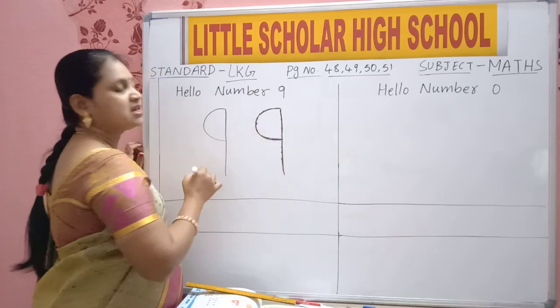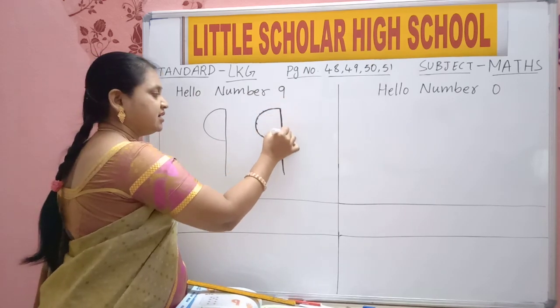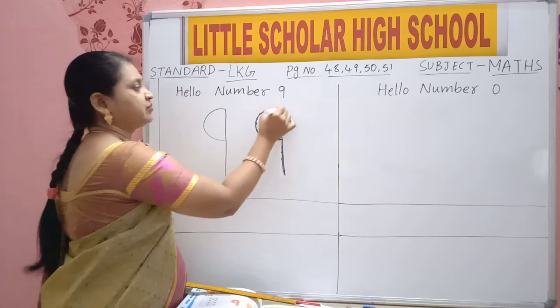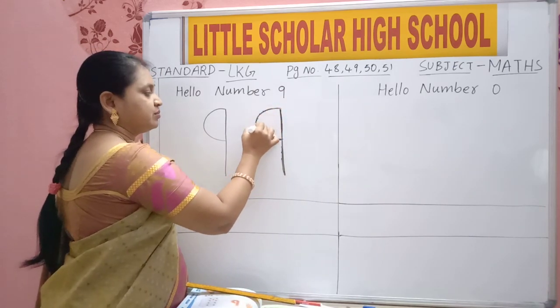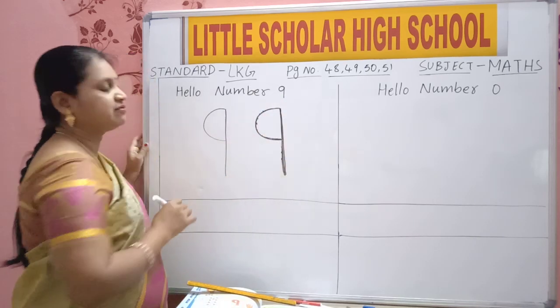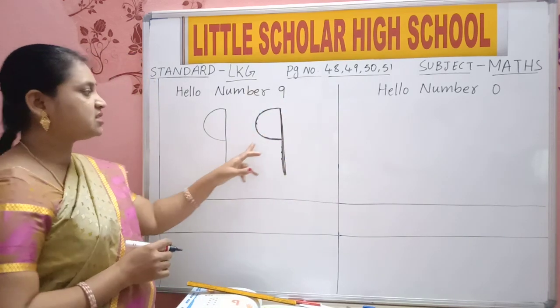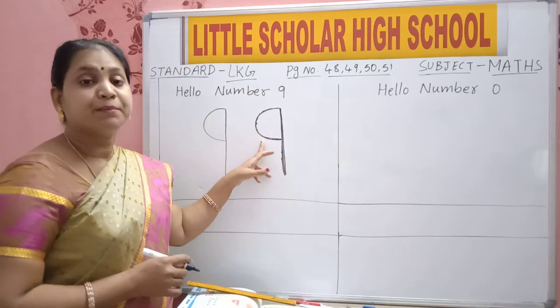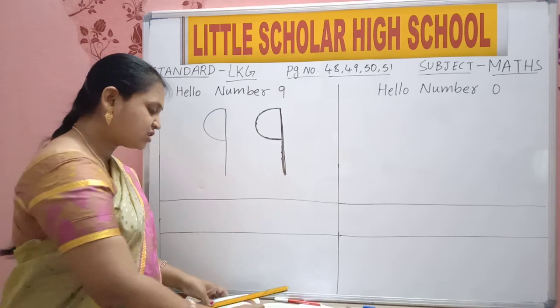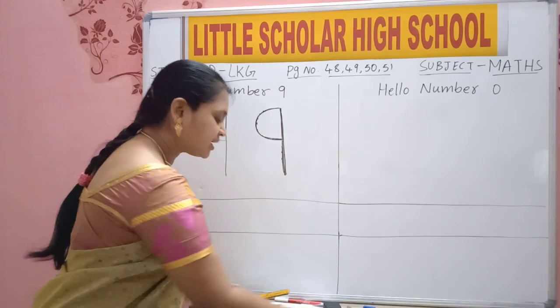First one big C, then one standing line. Number 9. Once again. Big C, half circle, then one standing line. Trace it on that 5 times. Which number is this? Number 9. Yes, did you finish number 9?